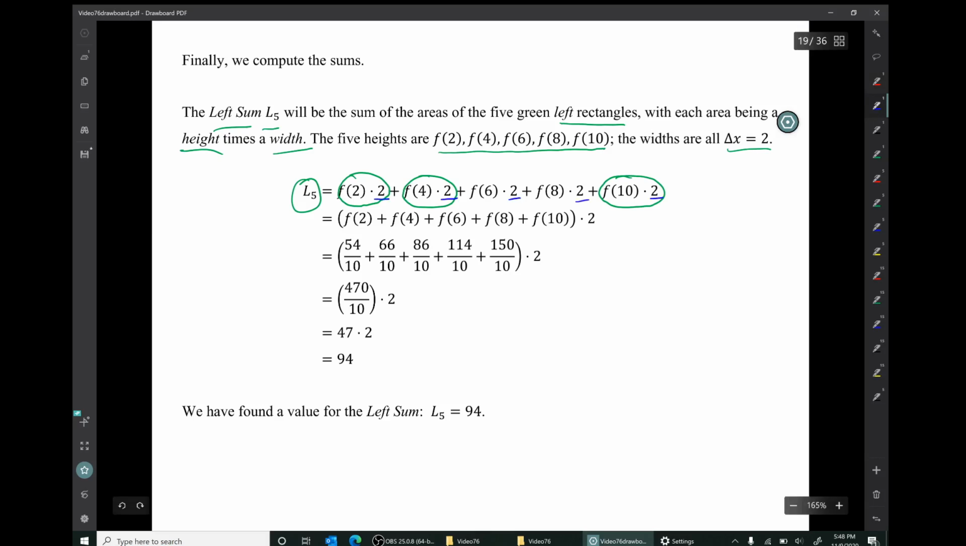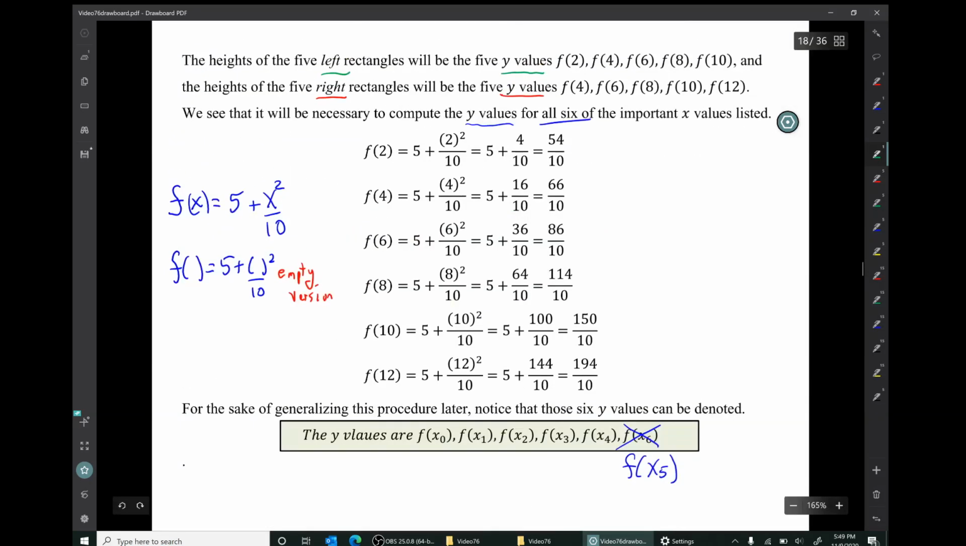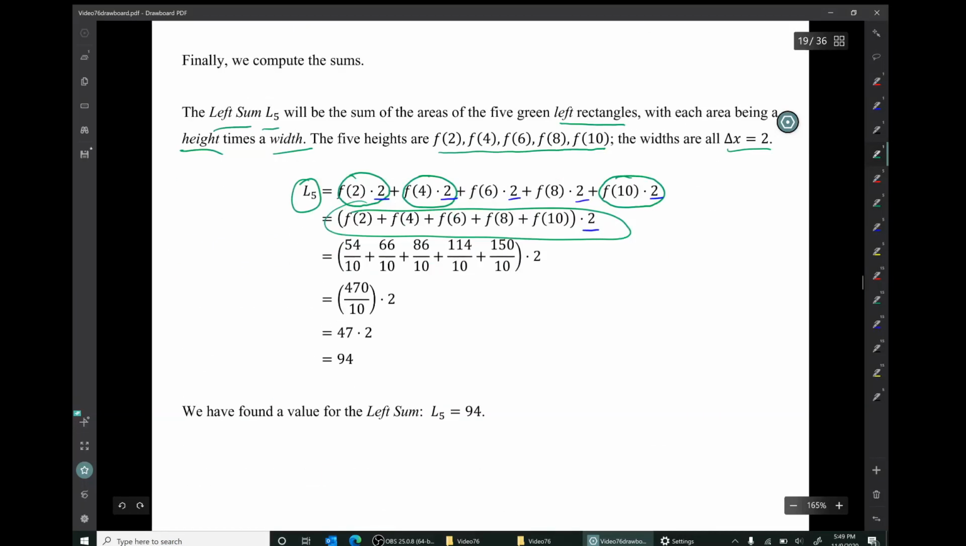Every one of those terms has a 2 beside it, so that 2 can be factored out and put at the very end. So now we have this expression that is the sum of all those y values times 2. Now we just use those y values from the previous page, these y values that were obtained just using arithmetic, and we get, finally, the number 94. So we've found a value for the left sum. L subscript 5 is the number 94.